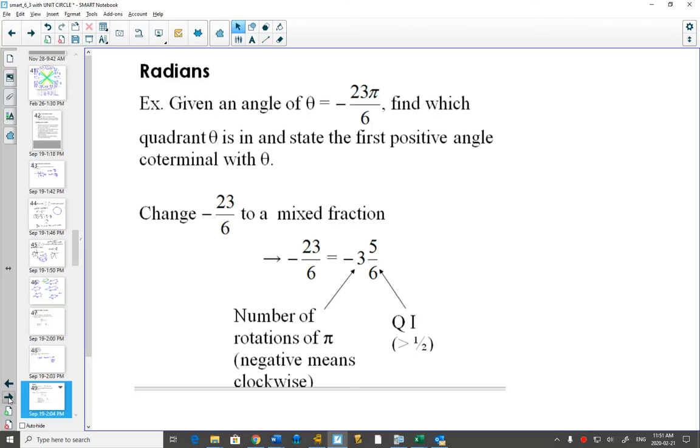In radians, you could do the same thing, but usually radians are without a calculator. I mean, you could take negative 23 pi over 6 and divide it by 2 pi to find out how many revolutions it is as a decimal, and then go from there.